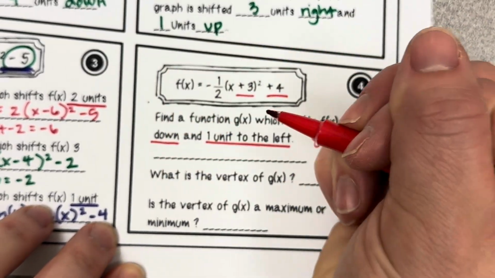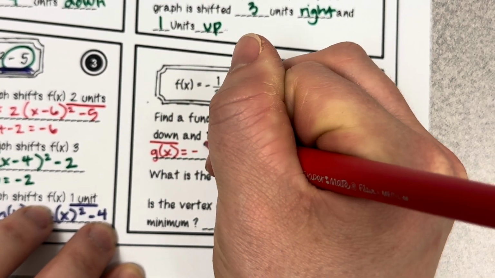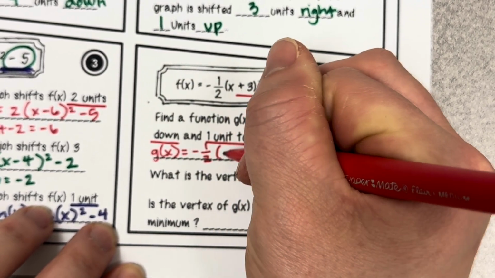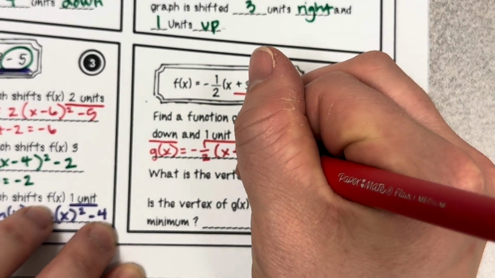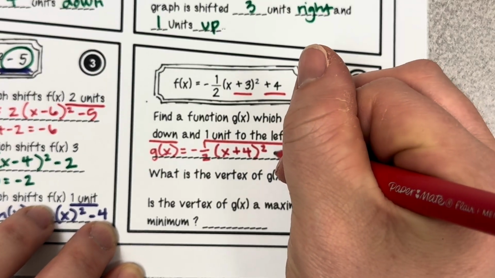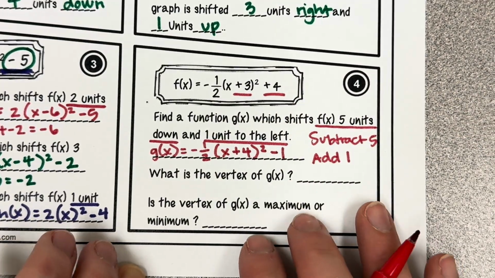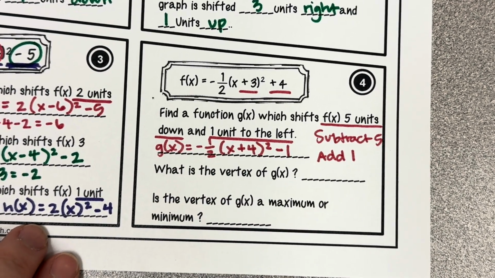Okay, so now I have g of x, which is my new function. -1/2 doesn't change, but 3 add 1 now changes to 4 squared. 4 subtract 5 changes to -1. And there's our new function.